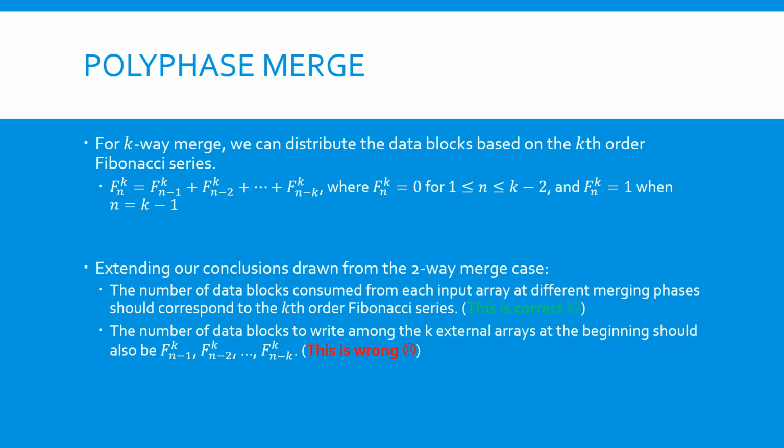With the kth order Fibonacci series, it is tempting to extend our conclusions drawn from the two-way merge case. That is, the number of data blocks consumed from each external array should correspond to the kth order Fibonacci series. And we should initiate the polyphase merge by distributing the data blocks among k external arrays based on the kth order Fibonacci series. The first conjecture is correct. However, the second conjecture is wrong. And we will have to find the correct way to distribute data blocks among the external arrays at the beginning.